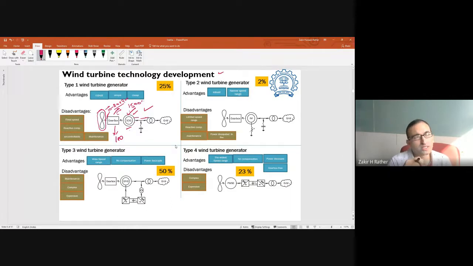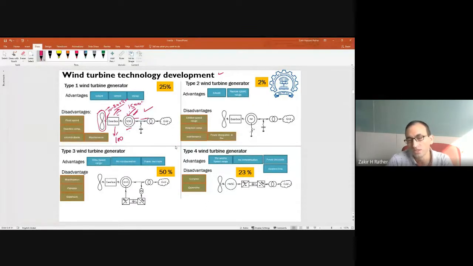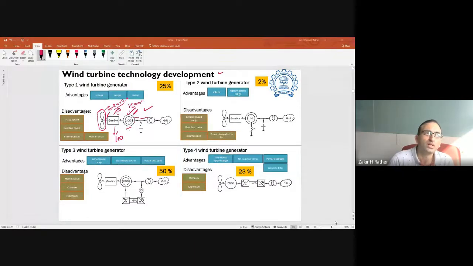So this first type of wind turbine generator, based on the squirrel cage induction generator, or the Danish concept, was the first of its series in modern wind turbine generators. Of course, the history of extracting power from the wind is very, very old. Windmills have been there for centuries. So what we are talking about here is modern wind turbine technology.